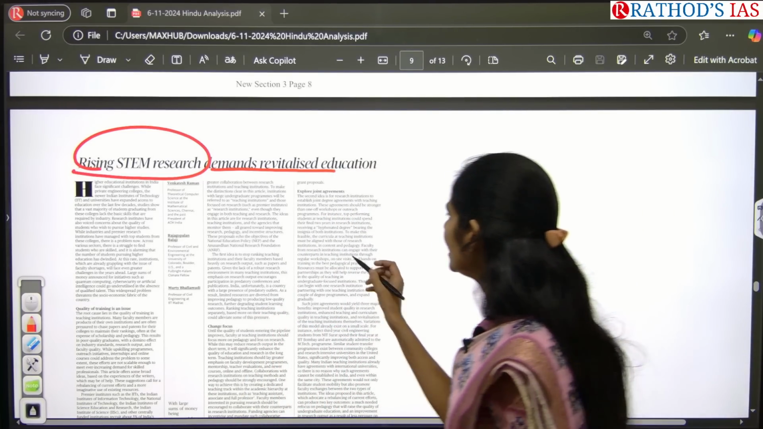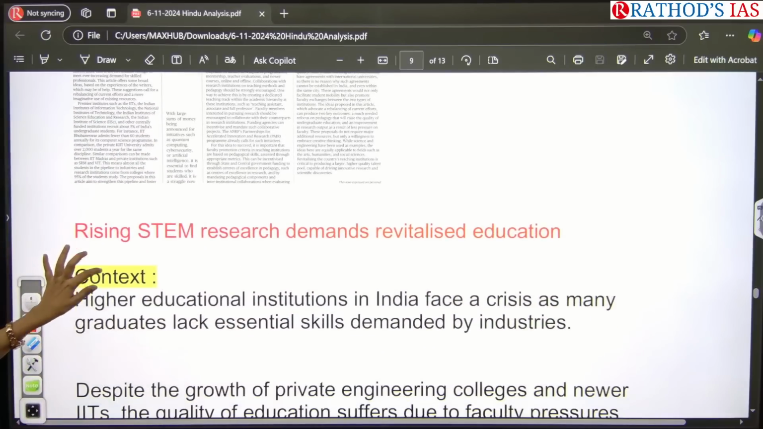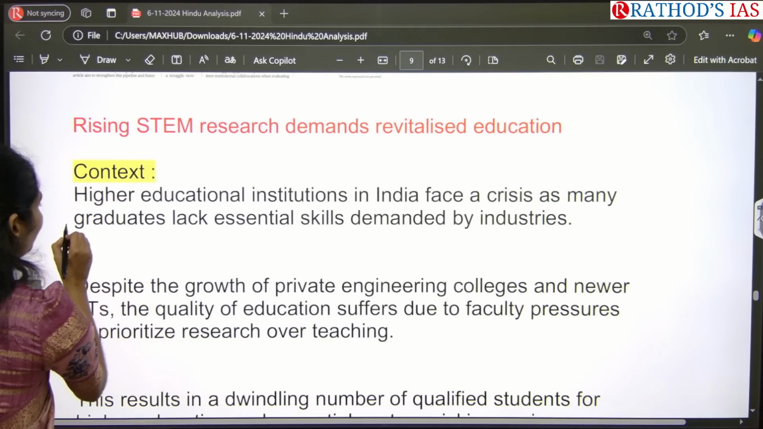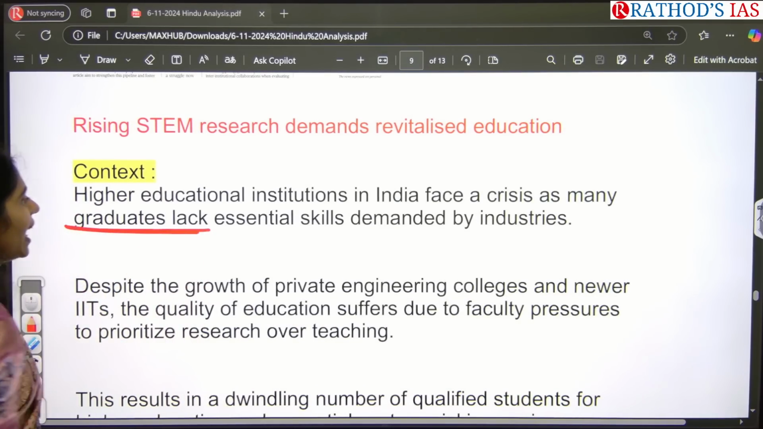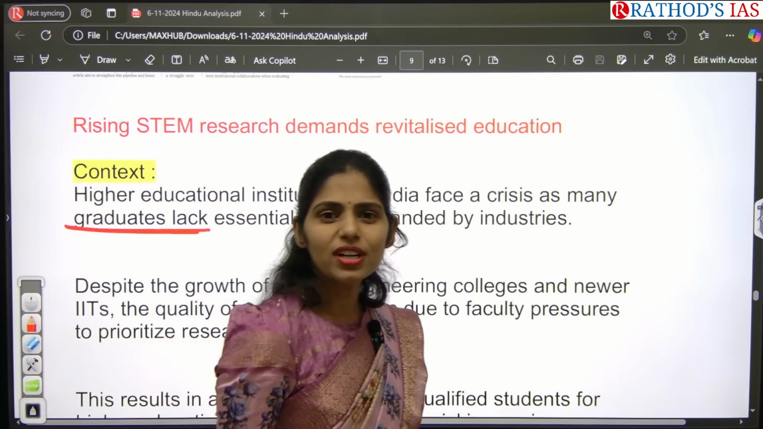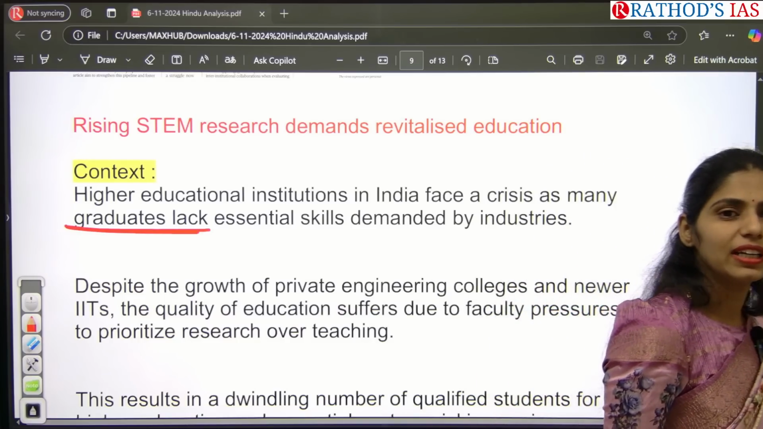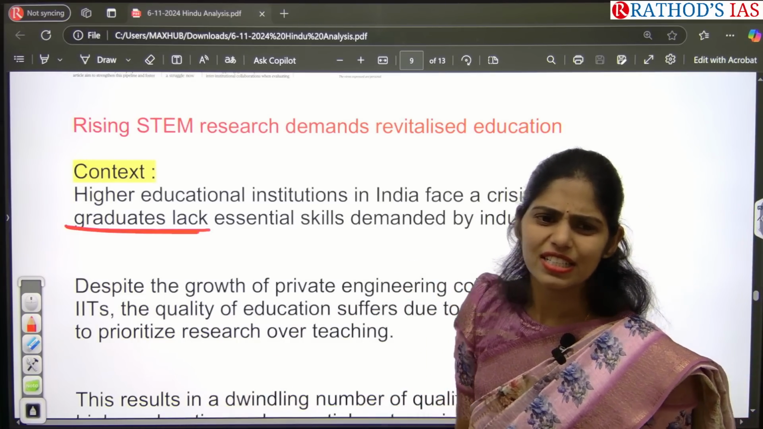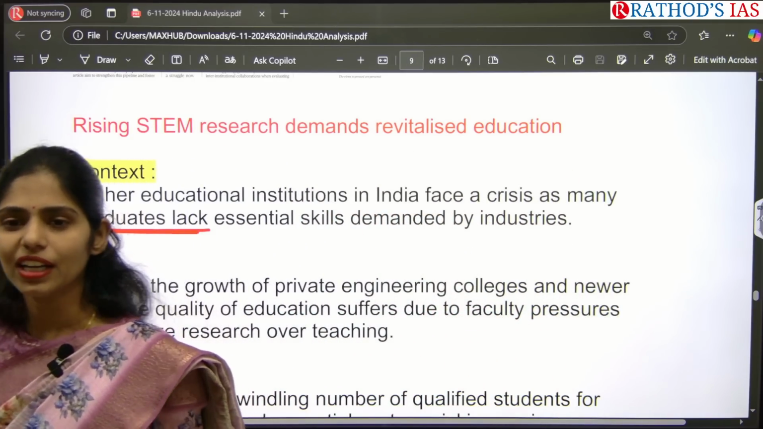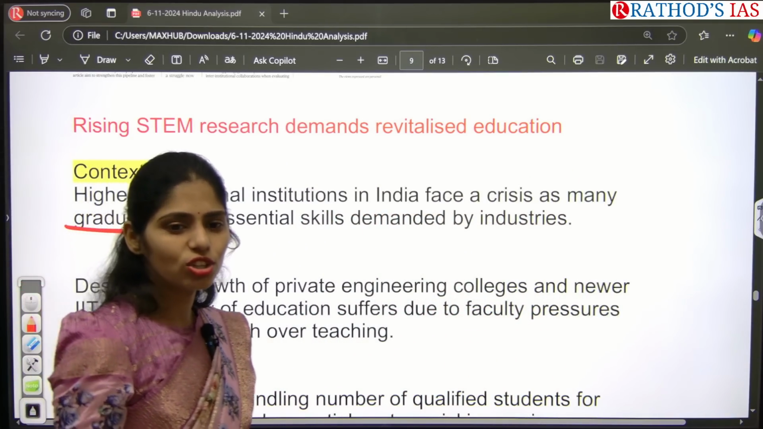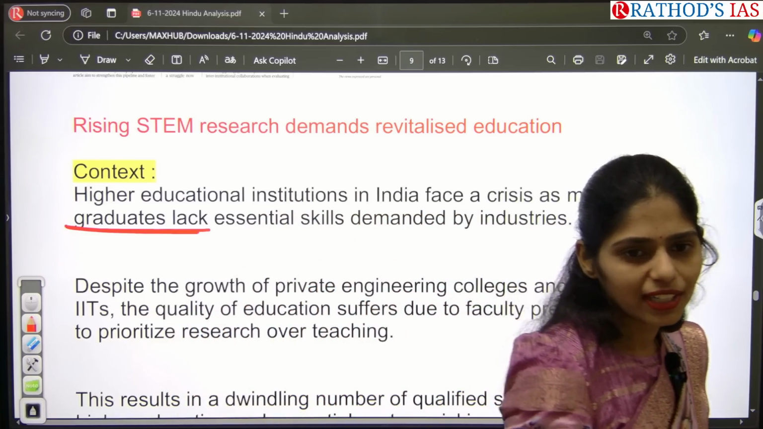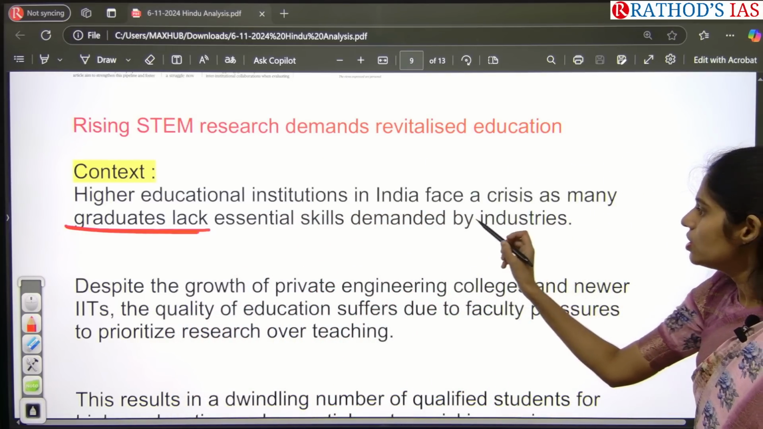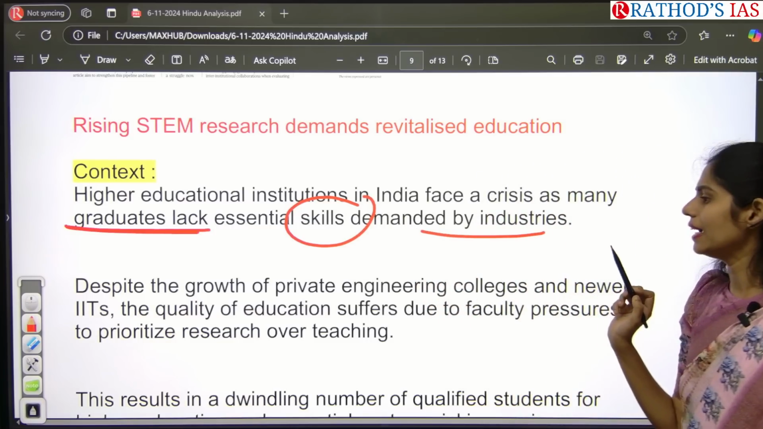So this article is saying something important regarding the problems of higher education in our country. Higher education institutions in India face a crisis as many graduates lack skills demanded by our industries. It is one important reason why unemployment is increasing in India. Many people complete their graduation, get degrees from their colleges, do PGs, PhDs, but when they go outside to get a job, because of lack of skills they are not getting proper employment opportunities.